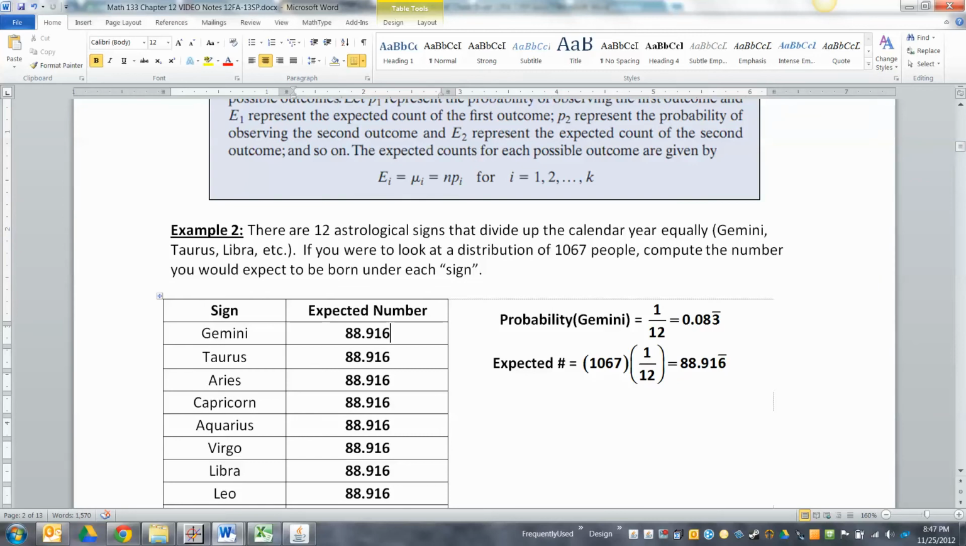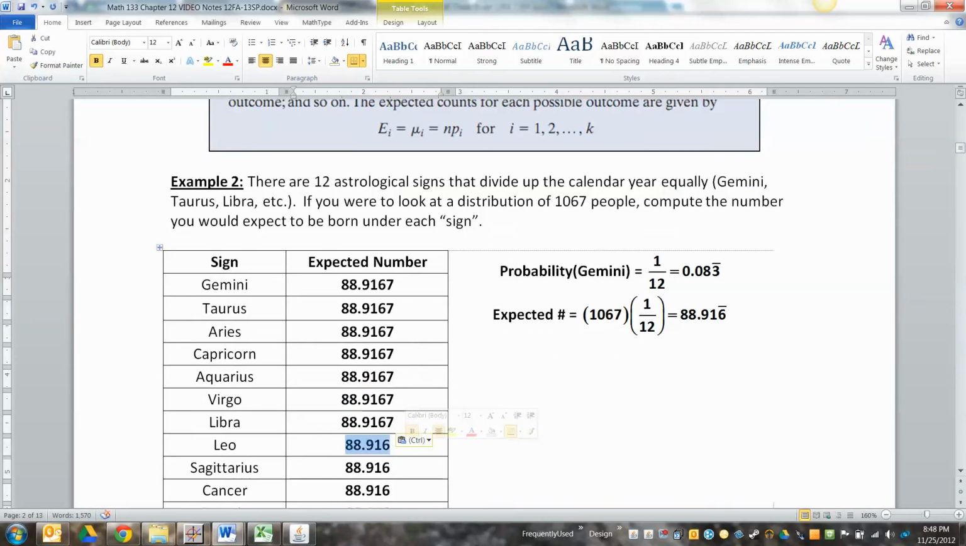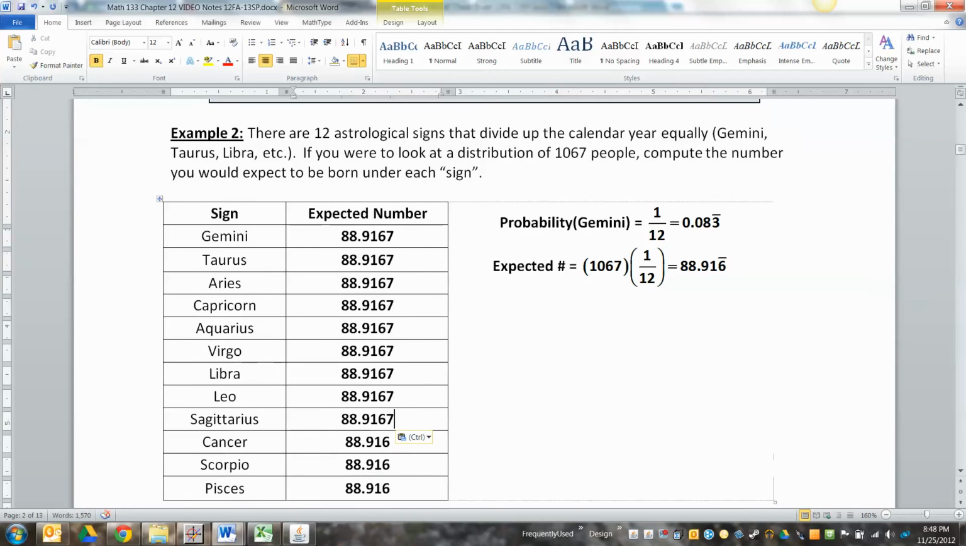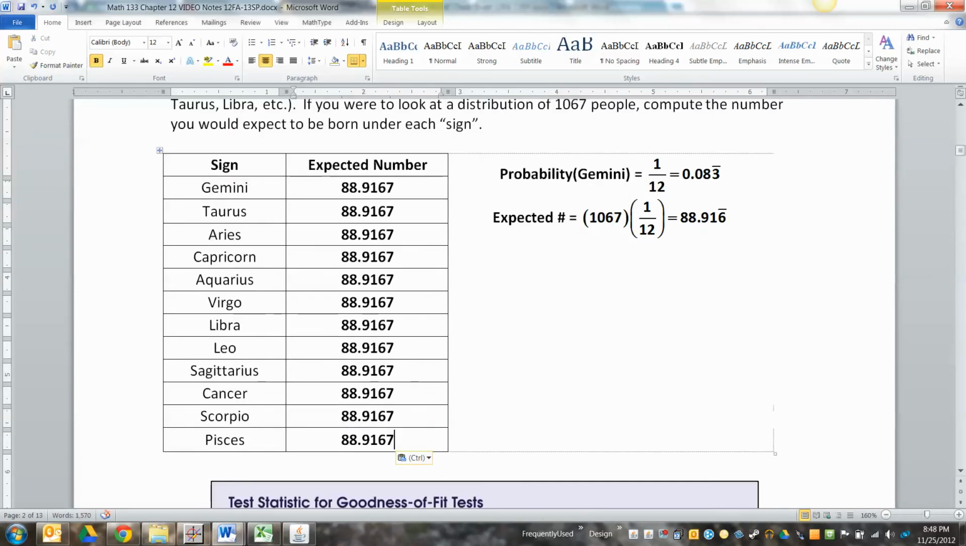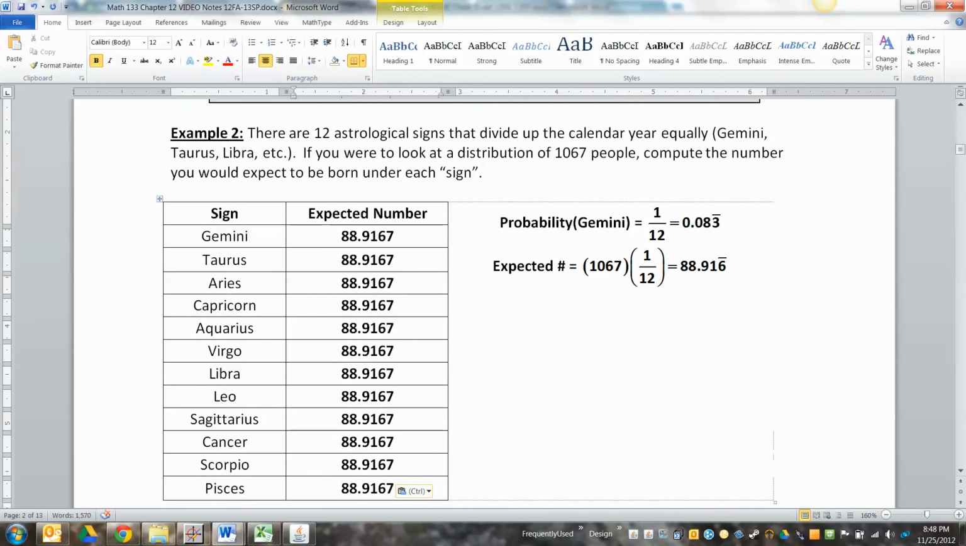And of course, there's nothing really special about Gemini. They all work this way, right? They would all be equal. If the astrological signs divide the births up evenly, the birth months up evenly, then every sign should happen an even number of times, more or less, right? In other words, we assume it's basically a uniform distribution. Won't always be that way.